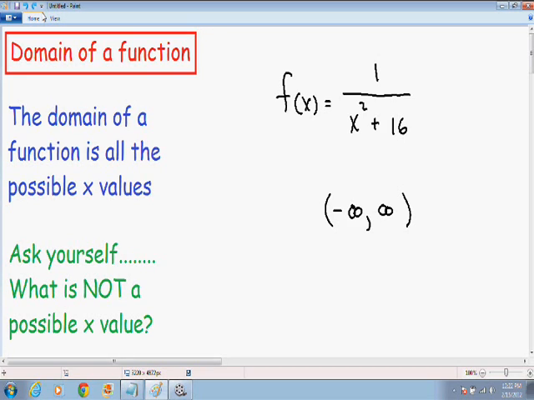So the main thing to remember is just the two rules that I taught you about square root functions and about rational functions. Remember, the inside of the square root has to be greater than or equal to 0, and also that the denominator can never equal 0.